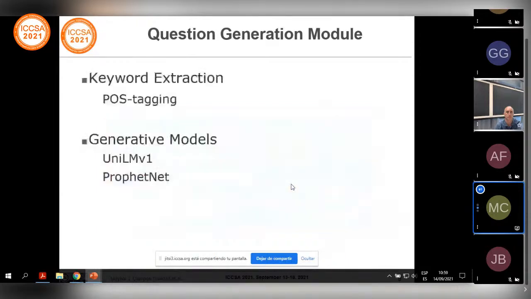For the extraction of keywords, we use the POS-tagging technique of the spaCy library, from which we kept only those identified as pronouns and nouns. While to generate the questions, we use both UniLM version 1 and ProphetNet models. Both were state-of-the-art at their own time. After testing them, we perceived good results in both, so we left them to allow more variety of questions.